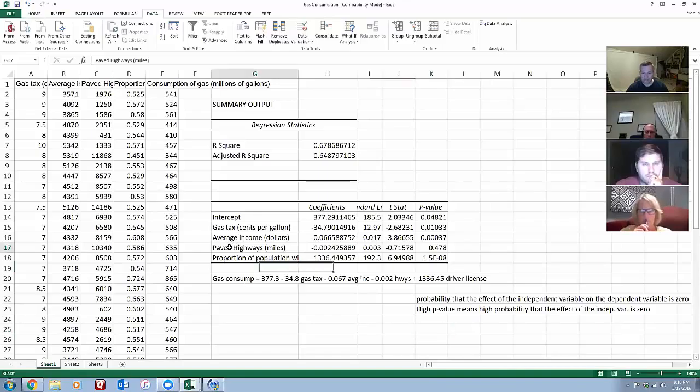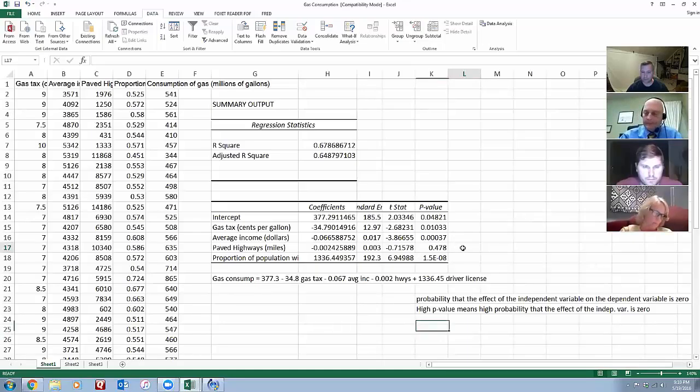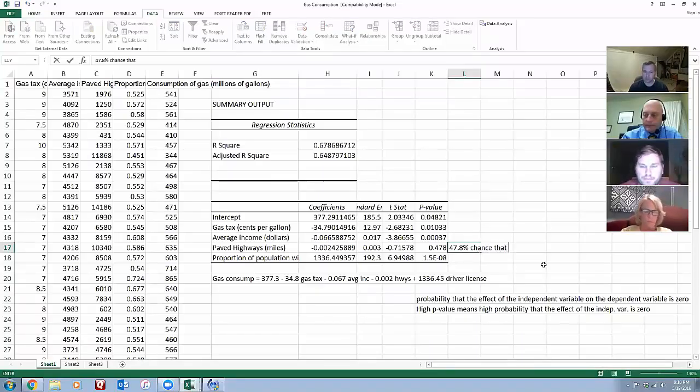So when I look at my paved highways here, that's like 48%. So there's almost a 50-50 chance that the effect of paved highways on gasoline consumption is 0. Or there's almost a 50% chance that paved highways has no effect on gas consumption. If you're trying to look for variables that are important, or that do have an effect on your dependent variable, then you want to look for low p-values. Here I see that paved highways is pretty high. So I'll write this out too: 47.8% chance that highways has no effect.